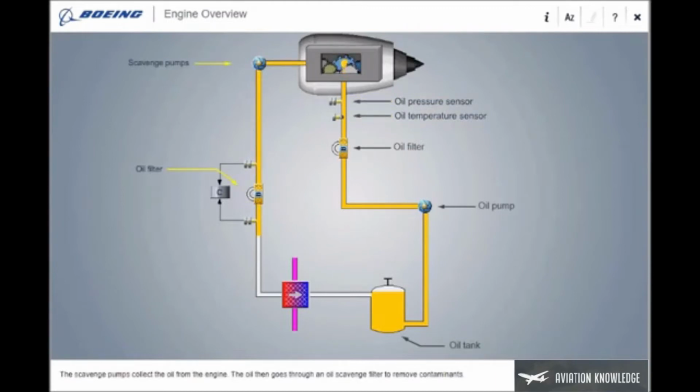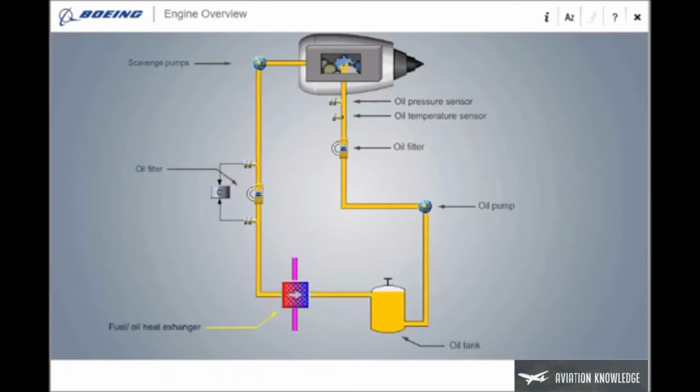The scavenge pumps collect the oil from the engine. The oil then goes through an oil scavenge filter to remove contaminants. The oil goes through the fuel oil heat exchanger before it returns to the tank.